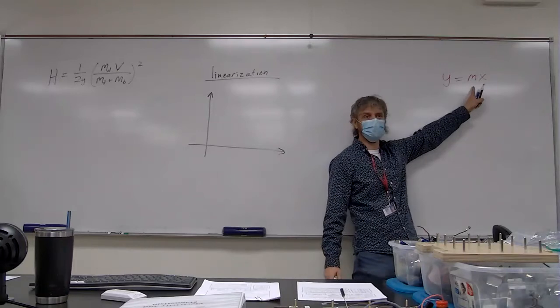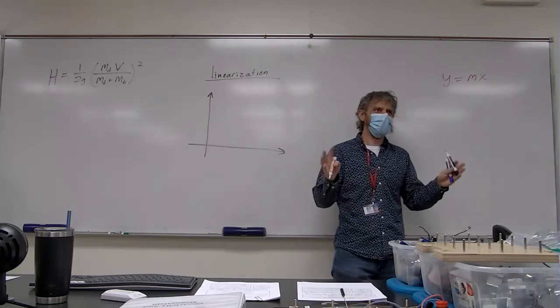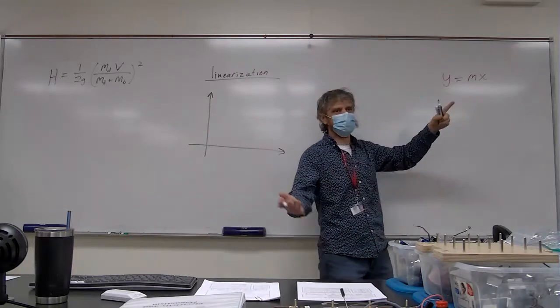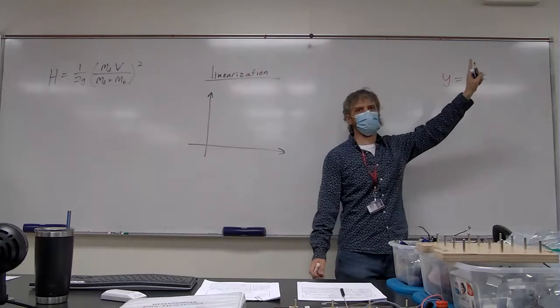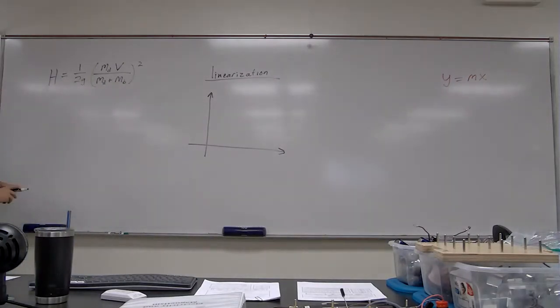M is a constant if you have a straight line. So you want to get M, the slope, to be represented by a combination of constant values. And then y will just be the thing that varies when you vary what x is. So the things that are varying here are h and v.